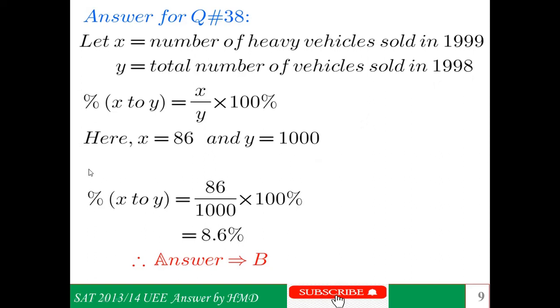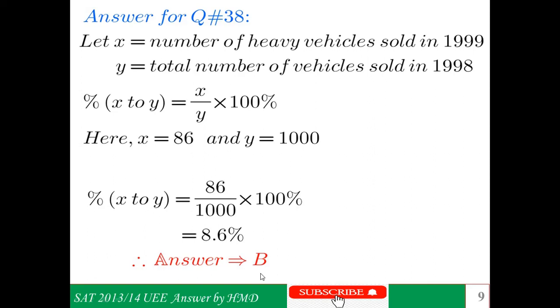If you interpret like this, you have done more than 50% of the question, right? So percentage of x to y, in our case the percentage of number of heavy vehicles sold in 1999 to total number of vehicles sold in 1998, is equal to 86 over 1000 times 100%, and it becomes 8.6%. You see, so the answer is going to be B, 8.6%. Have you got the answer, guys? Okay, thank you very much.